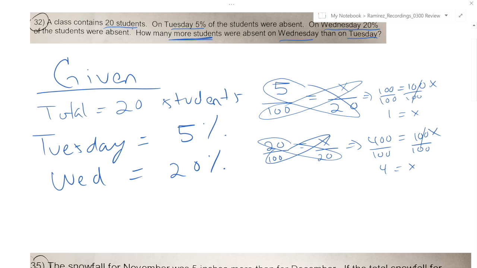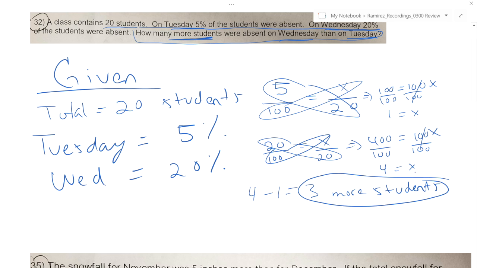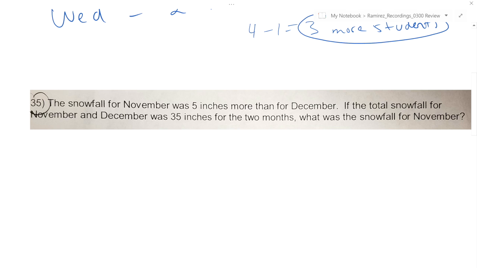You always want to make sure you're answering the correct question during a problem. How many more students were absent on Wednesday than on Tuesday? Well, all you got to do is 4 minus 1. So 3 more students were absent on Wednesday than on Tuesday, and that would be your answer. Now we can go ahead and go to the next question.